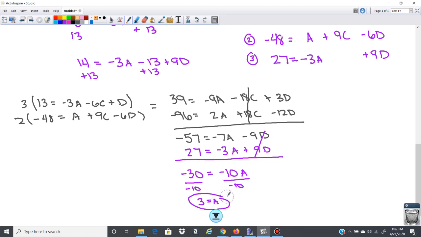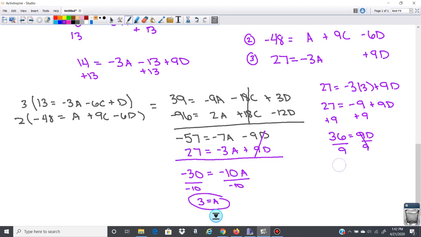All right, so we have a. Let's go back to one of these two equations and solve for d. I'm just going to use this one here. So a is 3, so 27 equals negative 3 times 3 plus 9d. So 27 equals negative 9 plus 9d. If I add 9 to both sides, that's going to give me 36 equals 9d. Divide by 9. I'm getting a 4 for d. So now I have a and d.